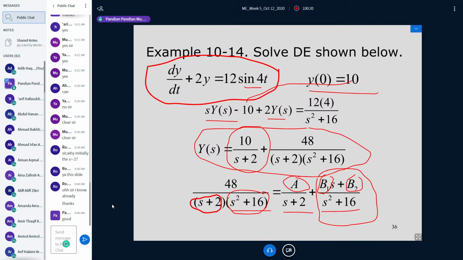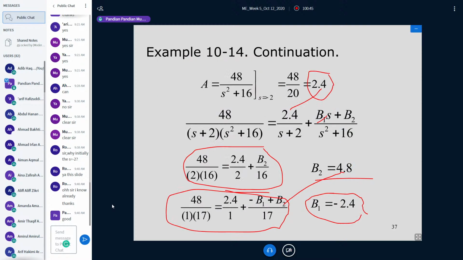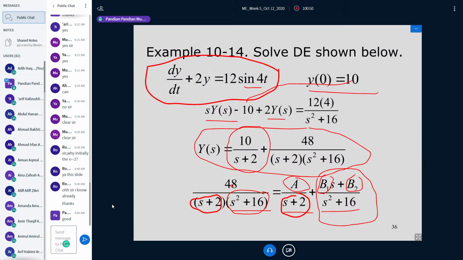This one, S plus 2. You want to find A. So 48 over S squared plus 16. You set S minus 2 because if you set S plus 2 equals to 0, S becomes minus 2. Of course, you don't put 0. You use that to calculate the A. The A is 48 divided by S squared plus 16.